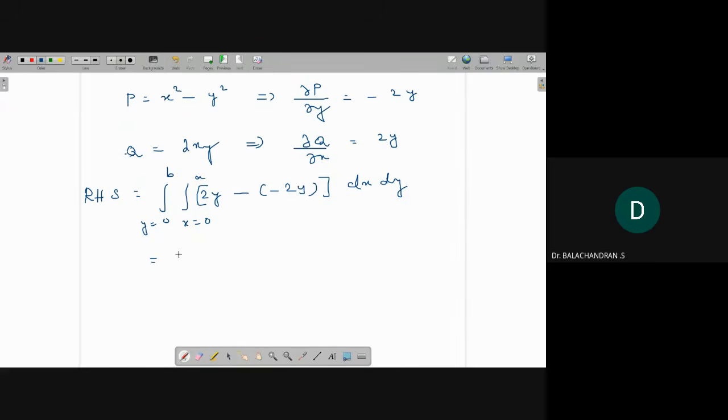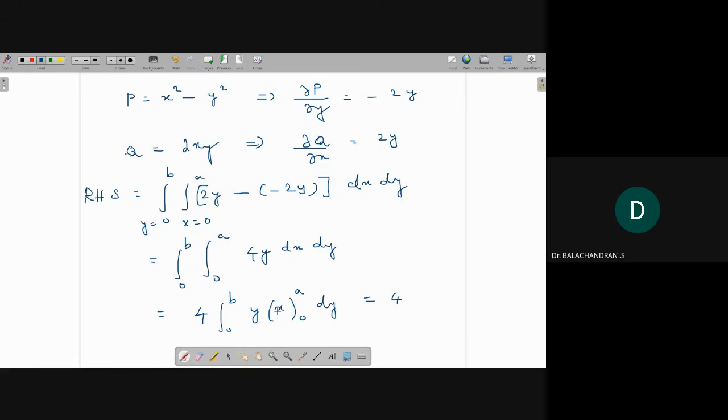So now the integral is from 0 to b, 0 to a, of 4y dx dy. First you should integrate with respect to x, keeping y constant. 4 is constant, that's why I will take it out. If you integrate dx, you get x, and the limit for x is from 0 to a, into dy.